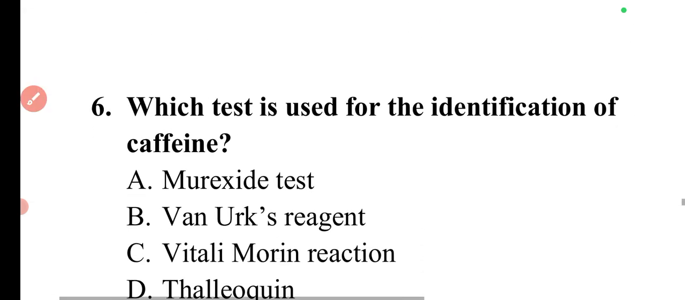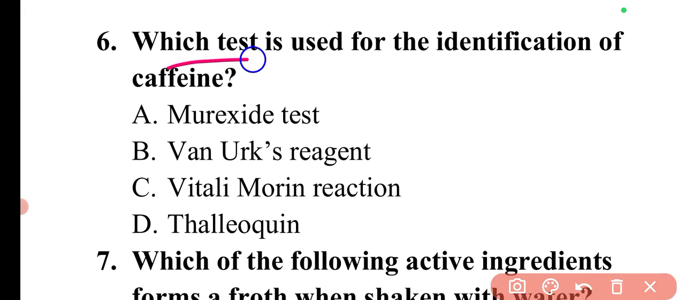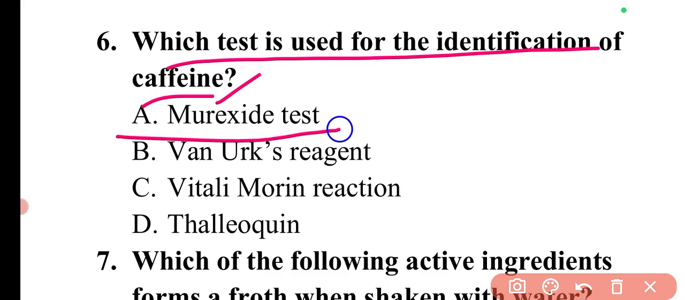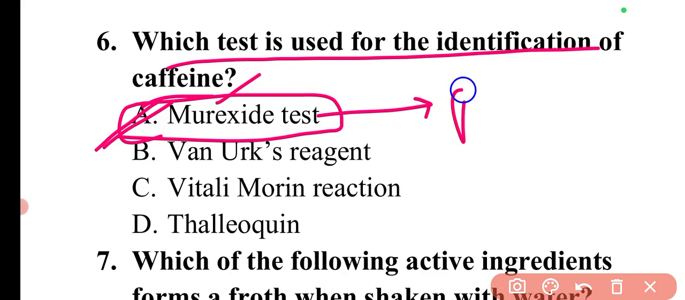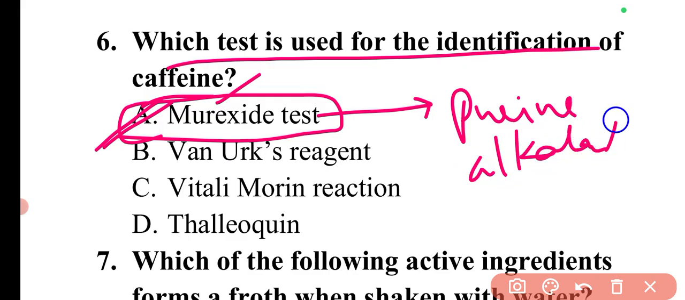Then moving to next question. The question is which test is used for the identification of caffeine? So for the identification of caffeine, the test used is Murexide test. Murexide test is basically a test for purine alkaloids, which contains caffeine as well as tea.